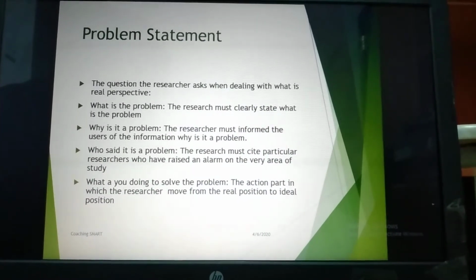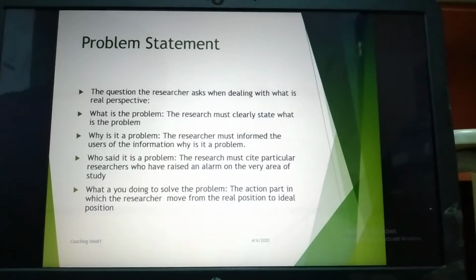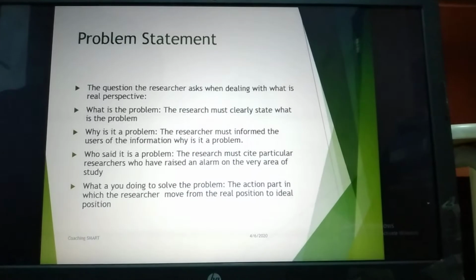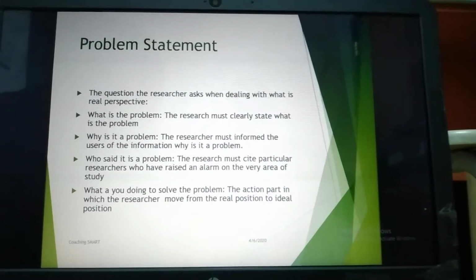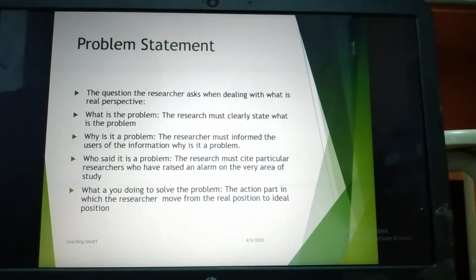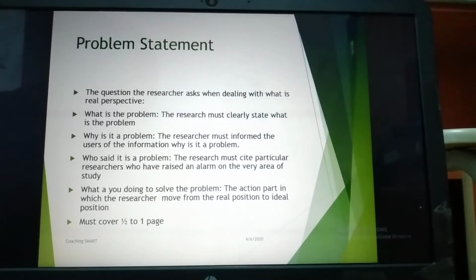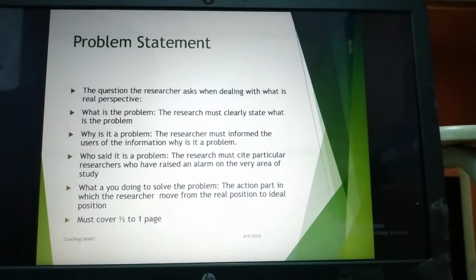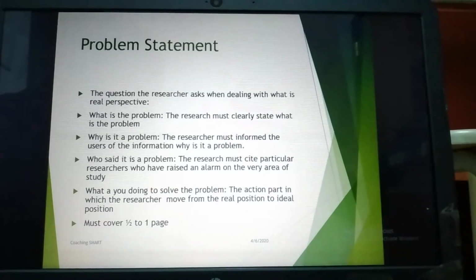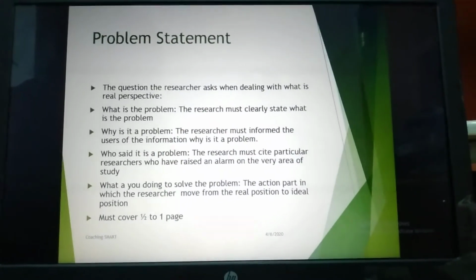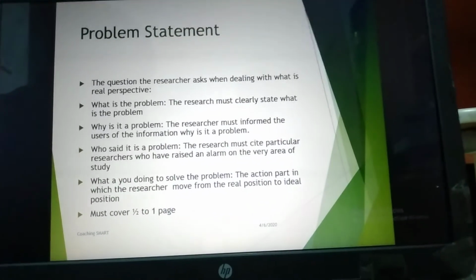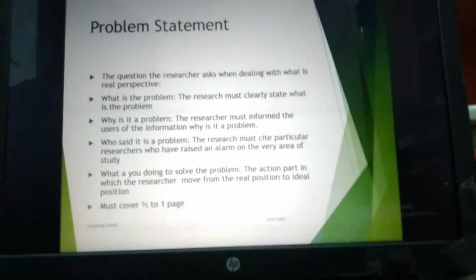So when you do this, when you clear these questions, the 4 questions, what is the problem? Why is it a problem? Who said it is a problem? And what are you doing to solve the problem? Your statement of the problem becomes real. Must cover up to 1 page. So your statement of the problem should not be big. The smaller it is, the better. The bigger it is, the more problem. So make sure that you have up to 1 page statement of the problem.